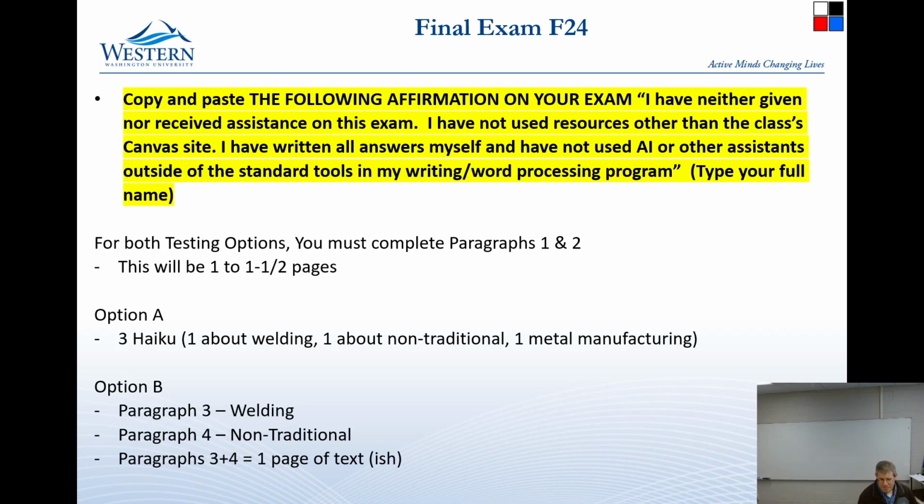Yes? For all of them really, is it gonna be like pick one specific process and then do a haiku about it, or is it about all non-traditional processes? You can do it however you want. This is all the guidance you get. 1 about welding, 1 about non-trad, 1 about metal manufacturing. So like if it was non-traditional and I chose to only do plasma cutting, that would be great. Yeah, that's probably the easiest to do, but if you want to do the whole category and you do a good job of it, that's fine too.